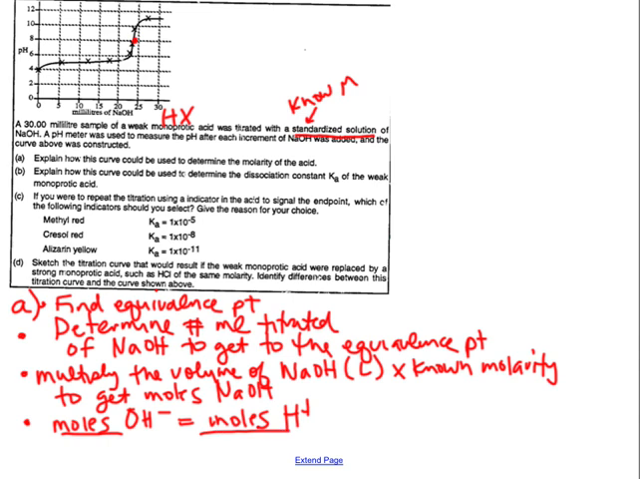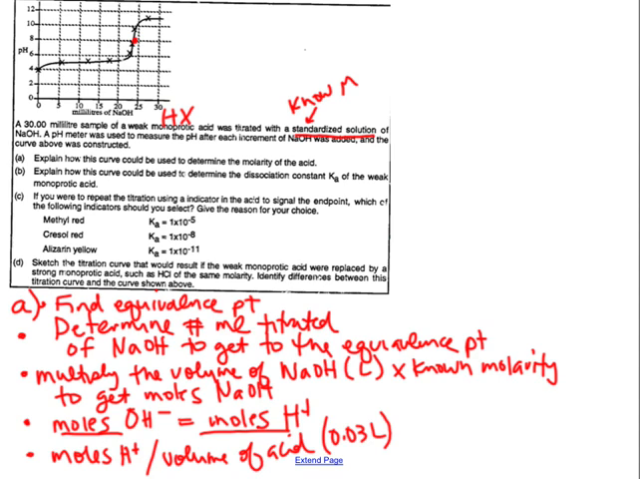So how do we figure out the concentration of the acid? We take the moles of H+ and divide it by the volume of the acid, which was in our Erlenmeyer flask, and they gave that volume to us specifically as 30 mL, or 0.03 liters. That will give us our concentration. So that's how we use the curve to find that.